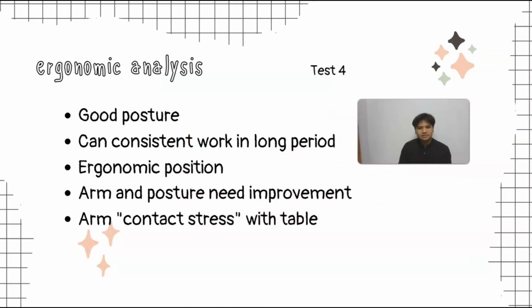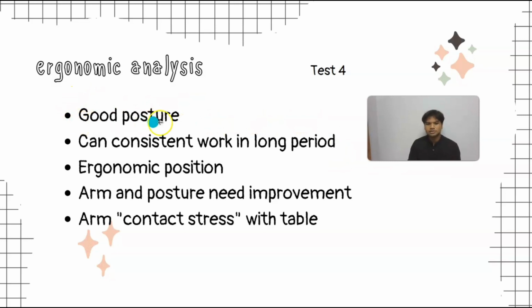And for the ergonomic analysis, test 4 is a good posture. It can be consistent for work over a long period. Yes, we can say that this is the most ergonomic position among these 4. The arm posture needs improvement, and the arm also has contact stress with the table, which is not good enough. But this test 4 is an improvement over test 3, which is good when we compare test 4 with test 3.